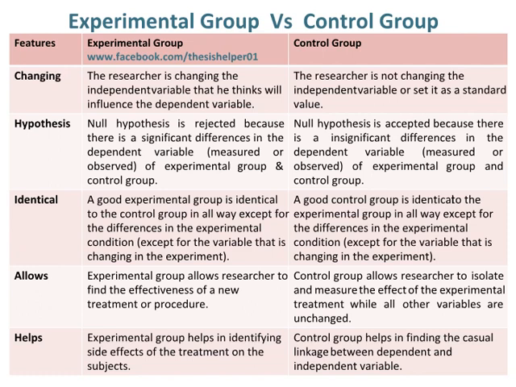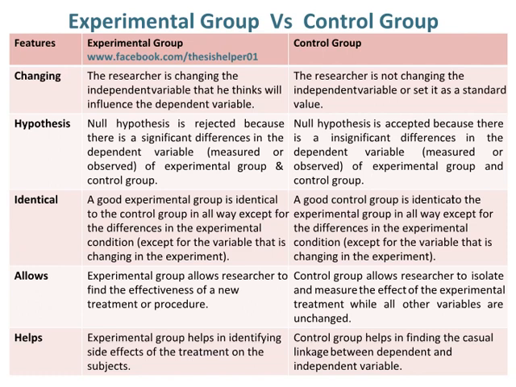The null hypothesis is rejected because there is a significant difference in the dependent variable, measured or observed, of experimental group and control group, whereas the null hypothesis is accepted because there is an insignificant difference in the dependent variable, measured or observed, of experimental group and control group.